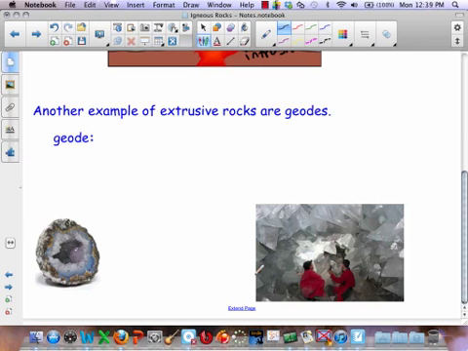Alright, so, geodes. Intrusive or extrusive? Extrusive. No, because we're talking about the outside of the rock. Now we're talking about the crystals on the inside. If the crystals have time to grow, what type of rock is it? It's intrusive. Alright, and then we can see that. In fact, this is what we talked about earlier, with how geodes form.